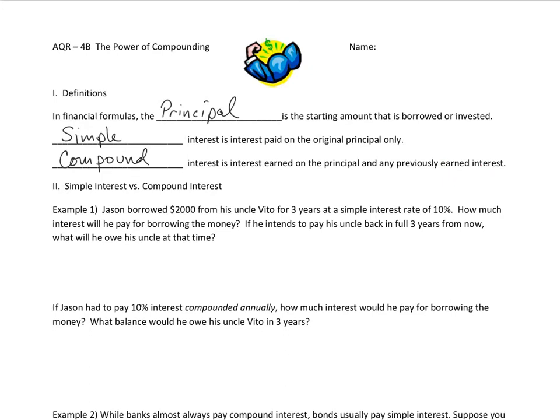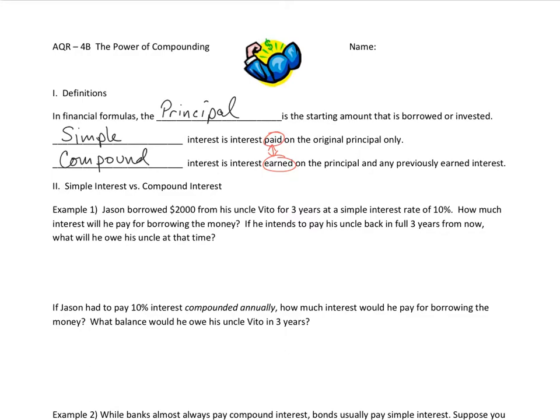So I want to make sure I say this as well. These words can be interchanged, or paid and earned can be used in either scenario for either compound or simple interest. So if you lend somebody money, of course you will earn some interest back. And if you borrow money from somebody or some entity, you will pay interest to them. So it could go either way.